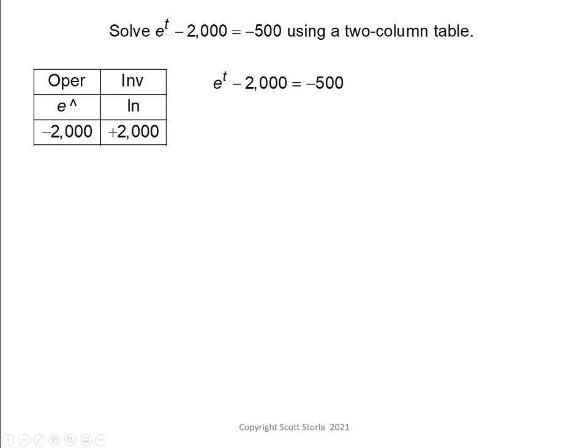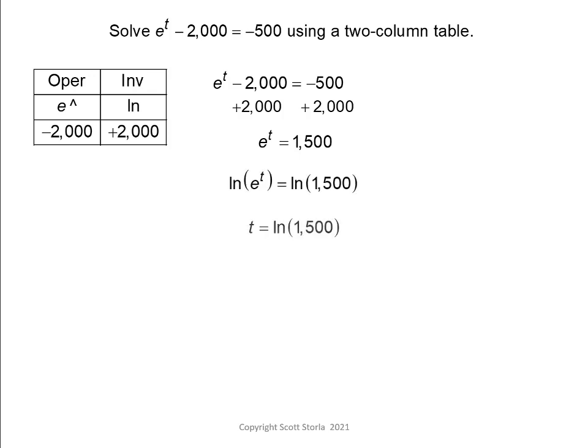Now, starting in the original, I need to do the inverses. That is, I'll add 2,000 and simplify. And then to undo e to the t, I will take the natural log, since my base of e needs to match the base of the inverse operator. After taking the natural log of both expressions and simplifying, I find my answer.